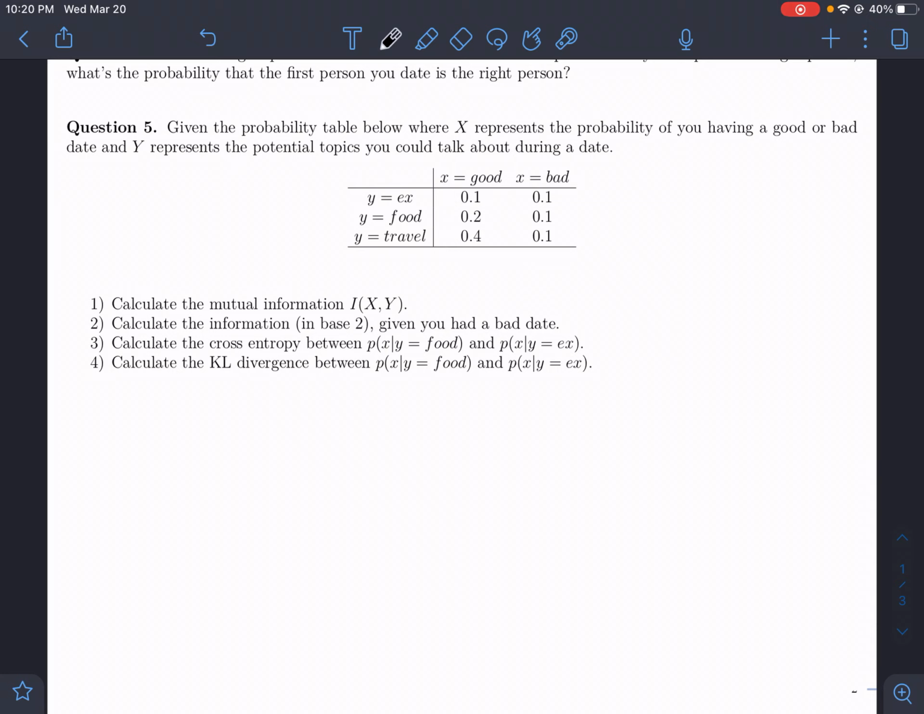Funny coincidence. In the next video, we're going to be going over question 5, parts 2, 3, and 4. And in the video after that, we'll be doing question 5, part 5. Now, let's get started with the information theory.